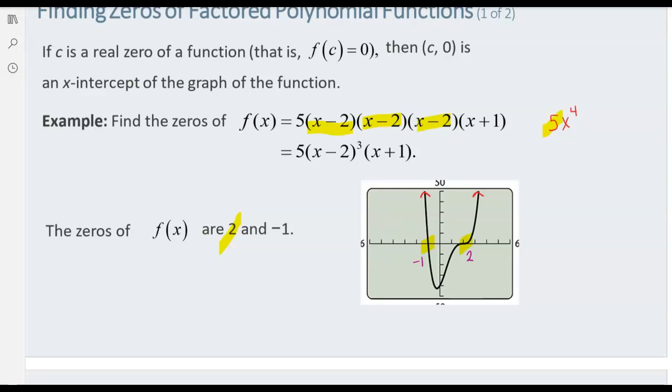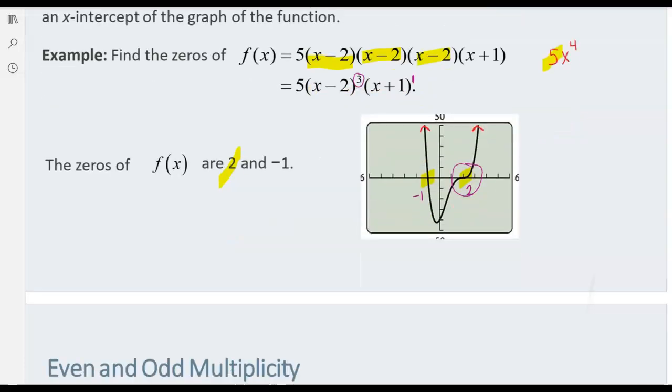Notice that when the degree is odd on a factor, like this one that is to the 1st power, the graph travels through the x-axis. This is also odd, and the graph is traveling through the x-axis. It looks kind of like an x cubed graph in this region, right? And that's because this is raised to the 3rd power.